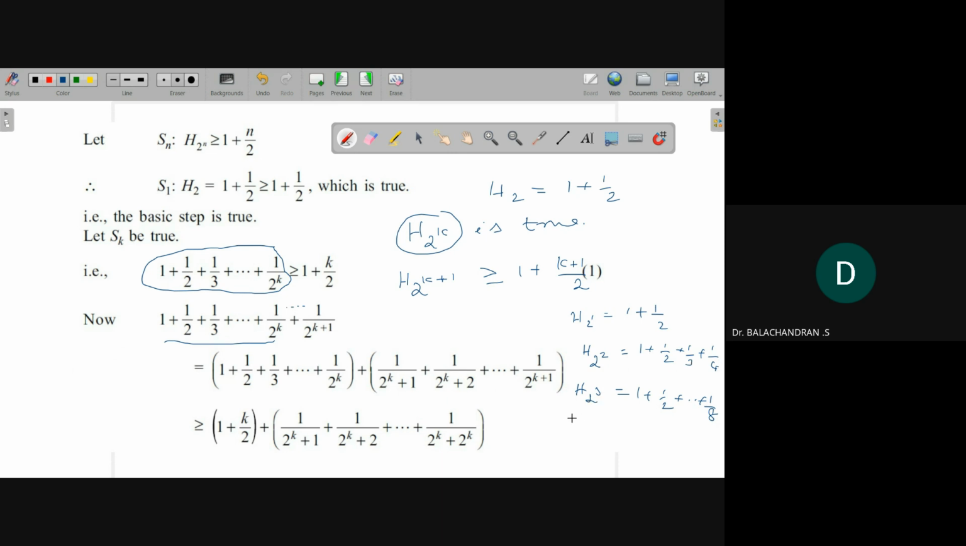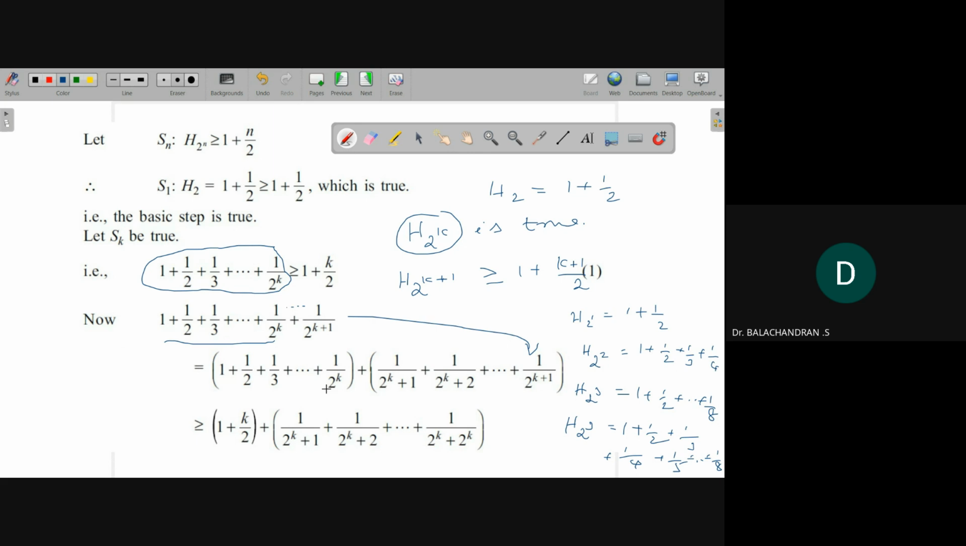1 by 2 power 3 is what? For 2 power 3, we are writing 1 plus 1 by 2 plus 1 by 3 plus 1 by 4 plus 1 by 5. We are adding up to what? 1 by 8. So that's why the next term after 1 by 2 power k is what? 1 by 2 power k plus 1. The next term is 1 by 2 power k plus 2 plus dot dot dot, and then you should write this term here. So in between these two terms, so many terms are there.